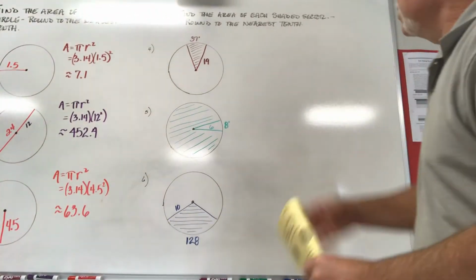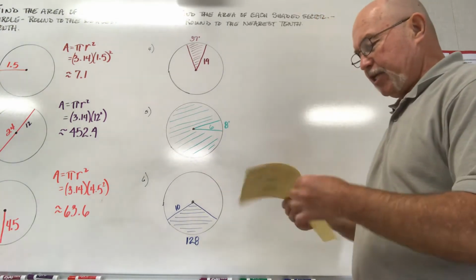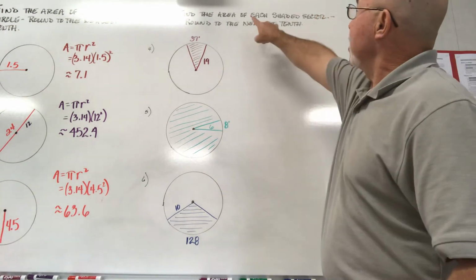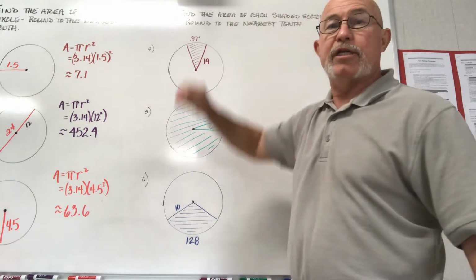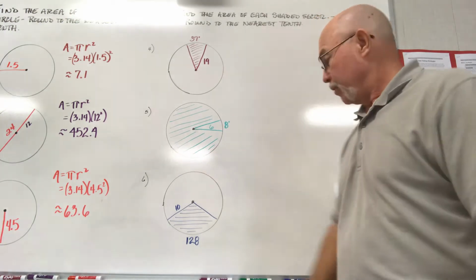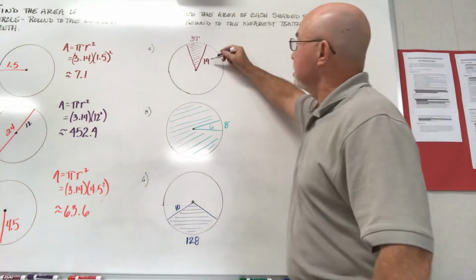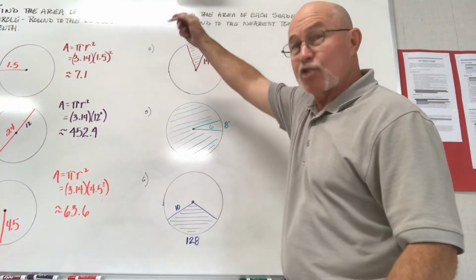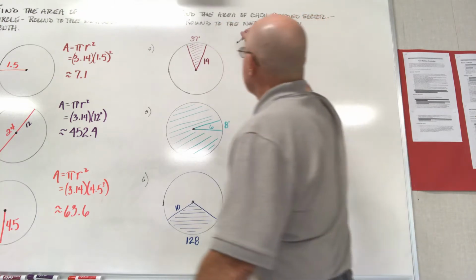Now in this one, we have sectors. We're going to find the area of each shaded sector, rounded to the nearest tenth. Once again, they're not asking for an exact answer here. First things first. Our radius here is 19. The x, which we're putting above 360, is 37.